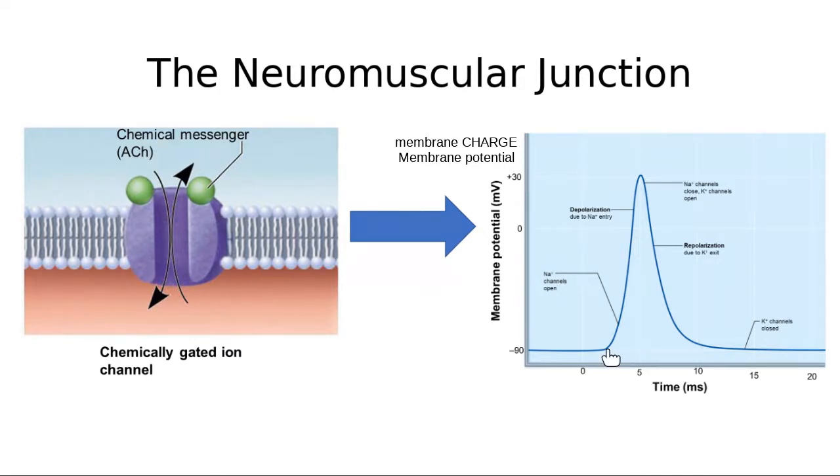So at this time point right here where we start to see the membrane charge go up on a muscle cell, what happened is I had a neuron that talked to me and told me it's time to do muscle contraction. So I received a neurotransmitter, it opened up the chemically gated channel, and look, it's a chemically gated sodium channel. We just talked about this a couple slides back.